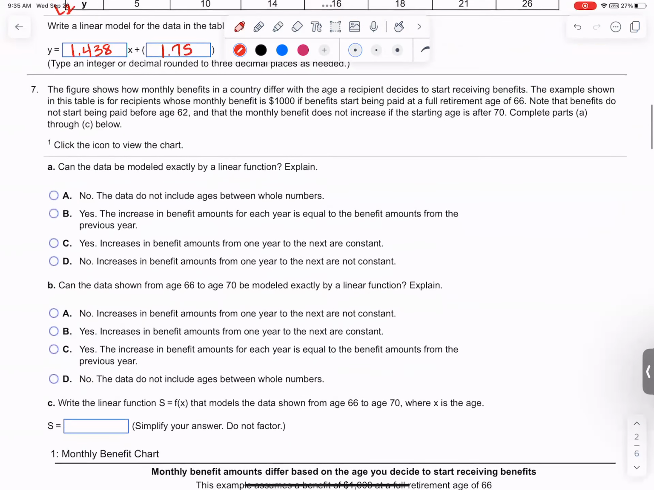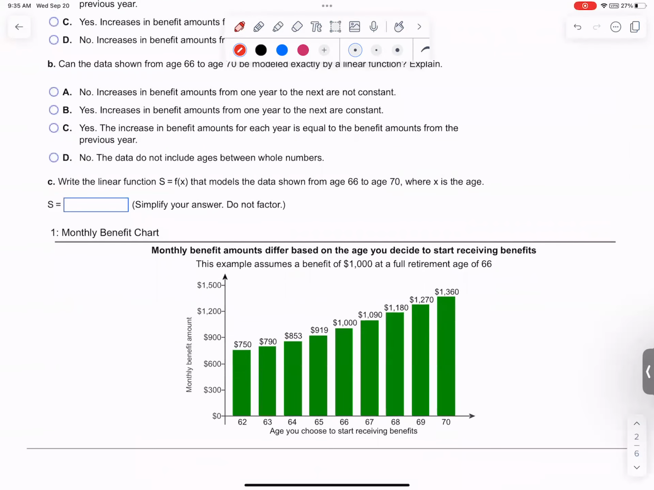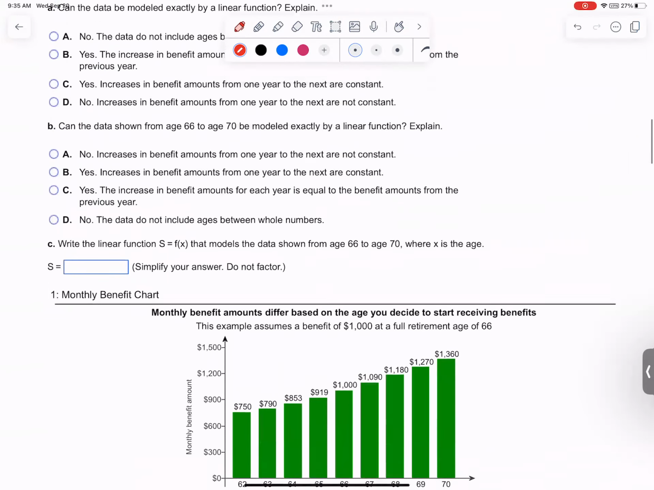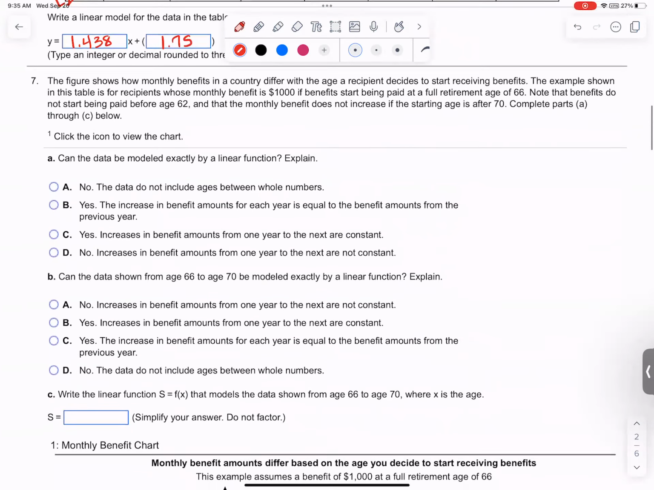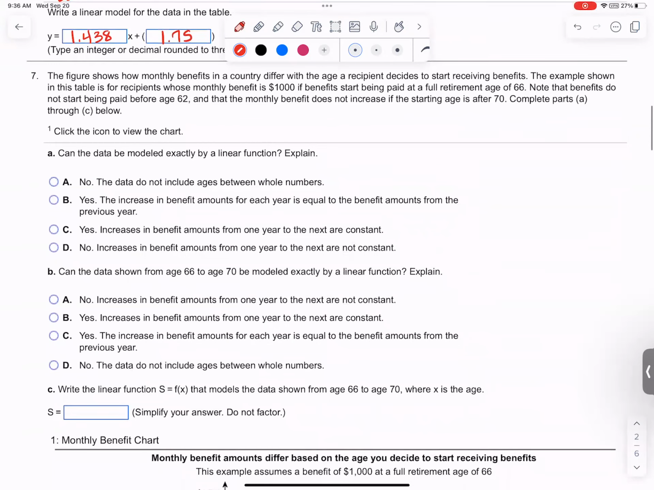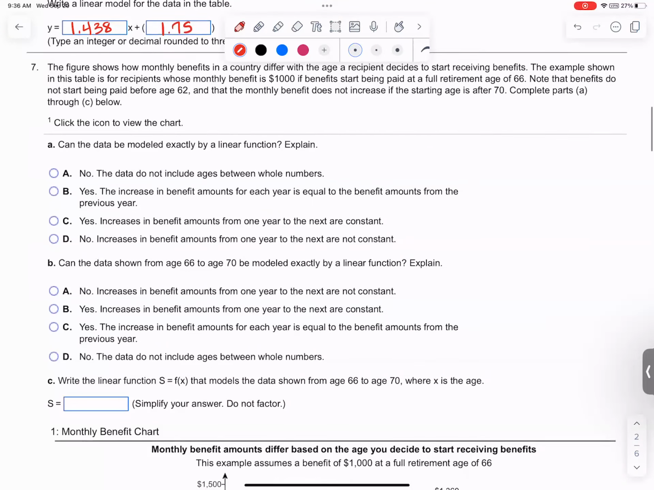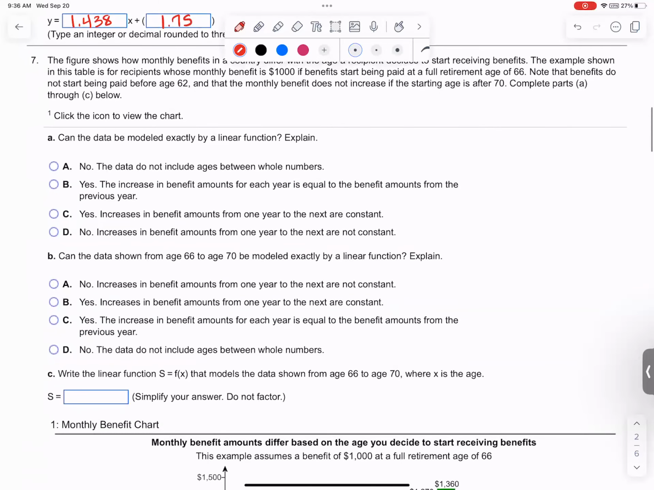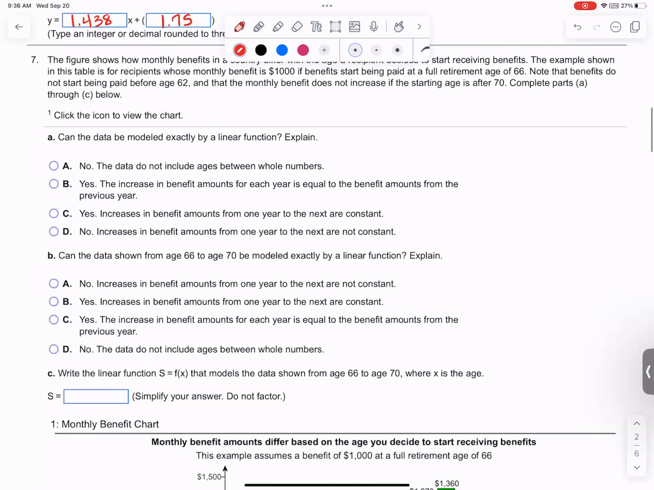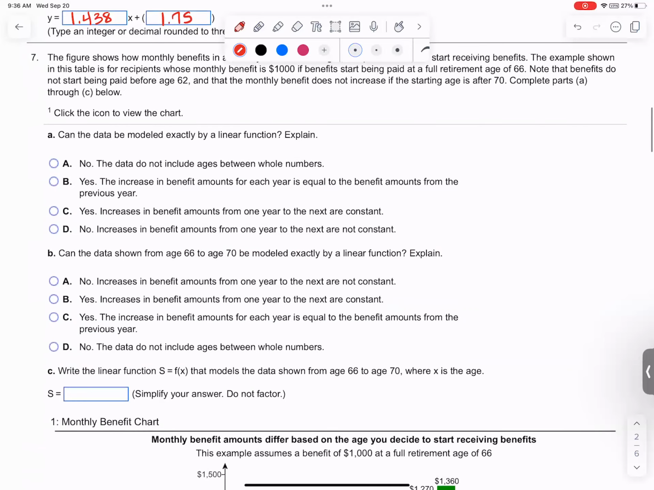Problem 7. The figure shows, and the figure they mean is this bar chart down here at the bottom, that you can't see. It says the figure shows how monthly benefits in a country differ when the age a recipient decides to start receiving benefits changes. The example shown in this table is for recipients whose monthly benefit is $1,000 if benefits start being paid at a full retirement age of 66.